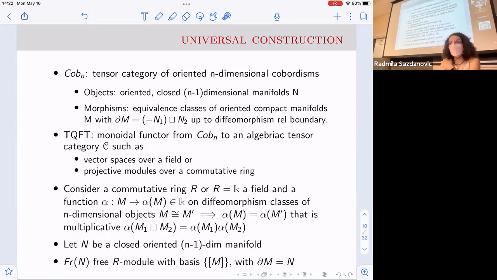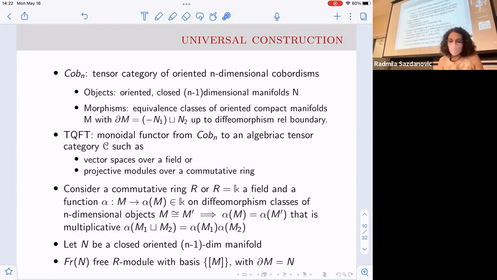Then, of course, the TQFT is something that takes Cob n as an input and then sends it into the appropriate algebraic category. So that's kind of where you see, oh, I'm evaluating somehow. I mean, just roughly. But basically, we can send it either to vector spaces over a field or maybe projective modules over a commutative ring. So let's see what we are going to do here. I mean, again, this is due to Khovanov.